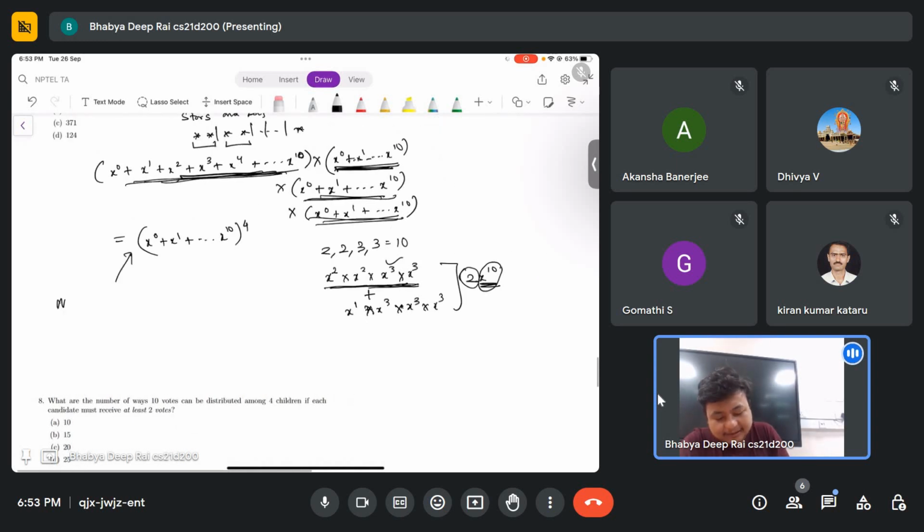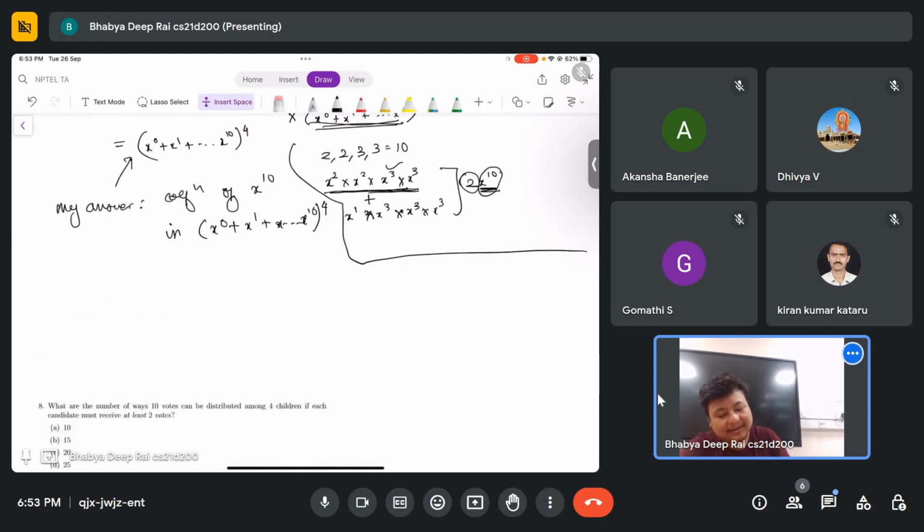So my answer is the coefficient of x to the 10 in the polynomial x to the 0 plus x to the 1 plus x and so on till x to the power 4. This is my answer.